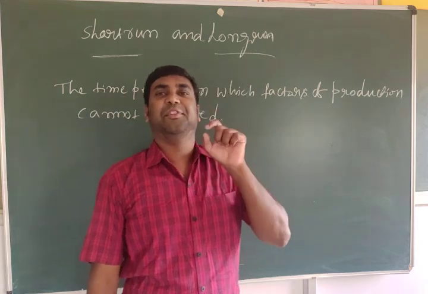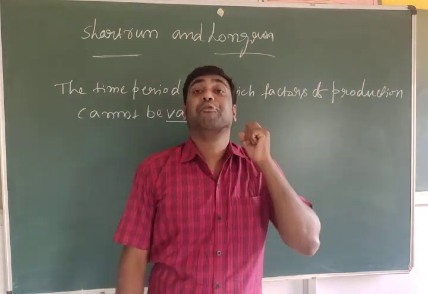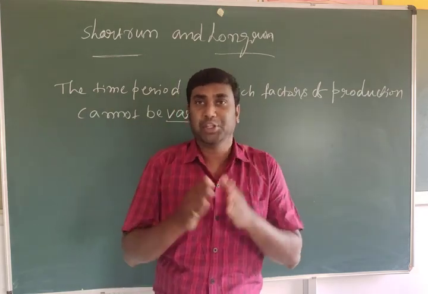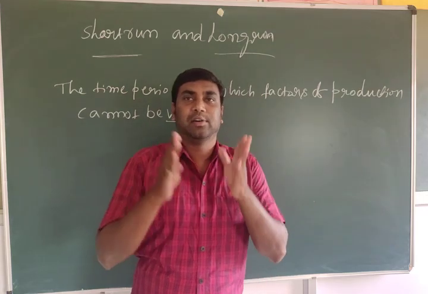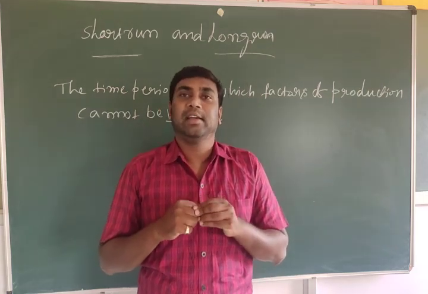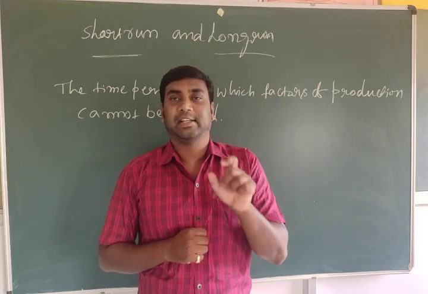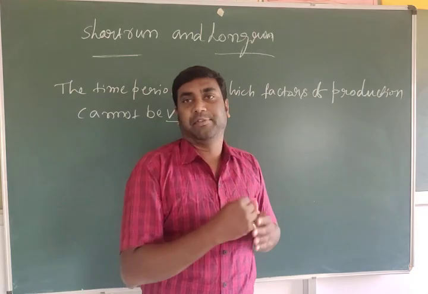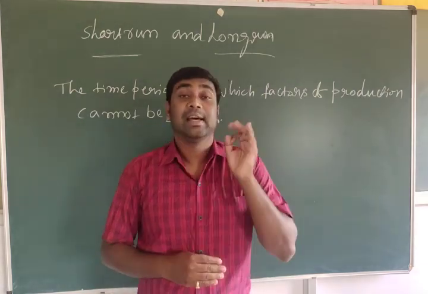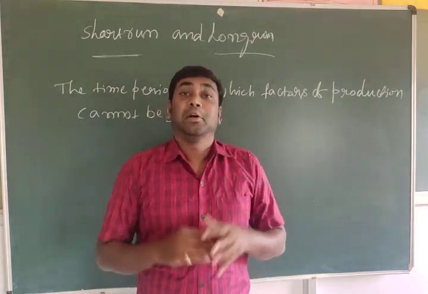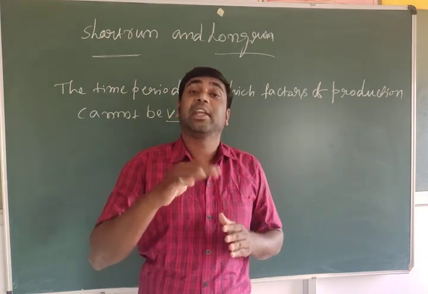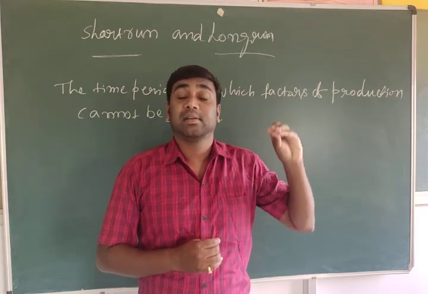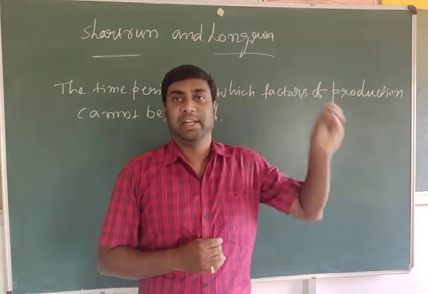First one is fixed factor and another one is variable factor. Fixed factors are, for example, land, machinery, factory. These are called fixed factors, because land is immobile. We cannot shift it from one place to another. That's why land is a fixed factor. But labor and capital we can change, they may vary, so those factors are called variable factors.